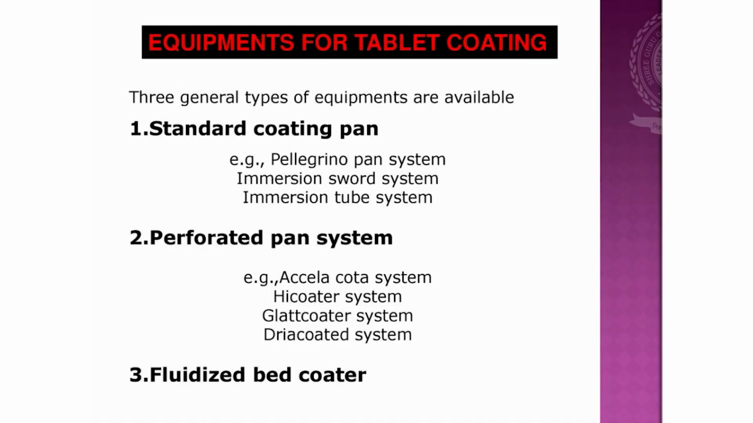Coating equipment. For the coating process, one of the three following types of equipment is used. Number 1, the conventional coating pan. Number 2, the perforated coating pan. And the third one, the fluidized bed coater.